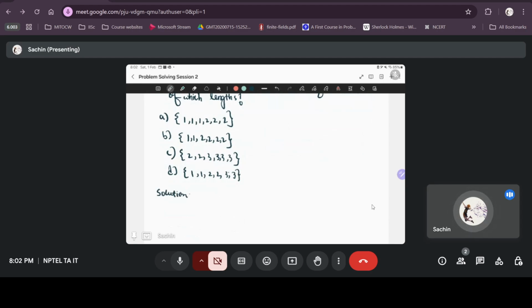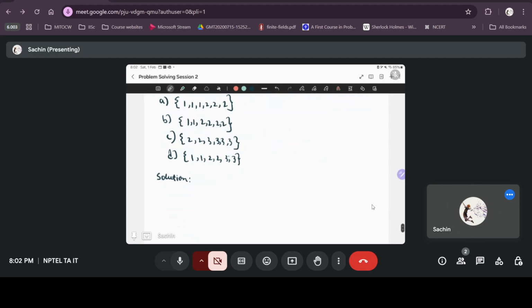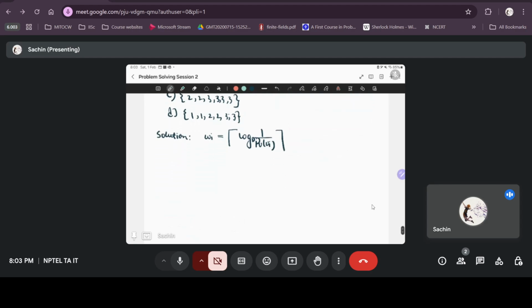Similar to the previous question, the code word length of the ith message wi is nothing but the ceiling of log of 1 over p(ui) to base d, where your output symbols are d. Now d is 4 because we want a 4-ary Shannon-Fano code.